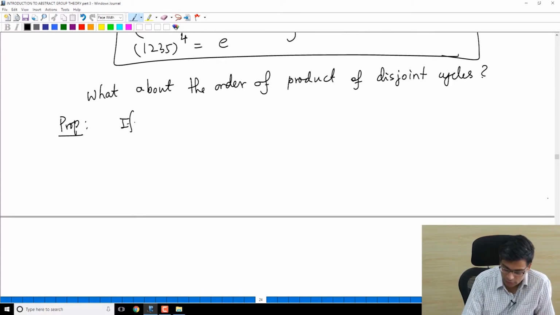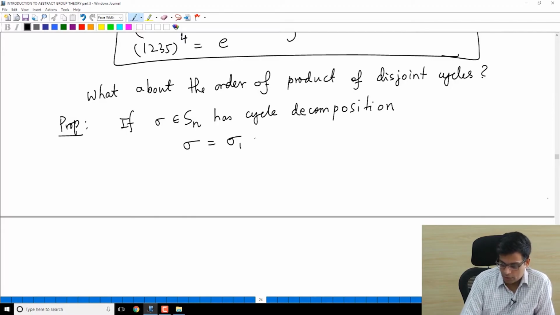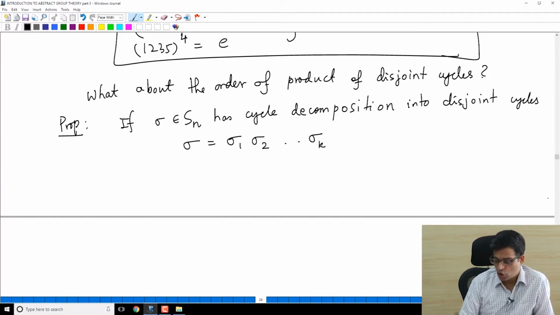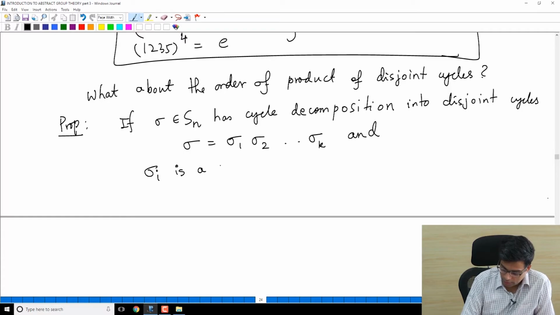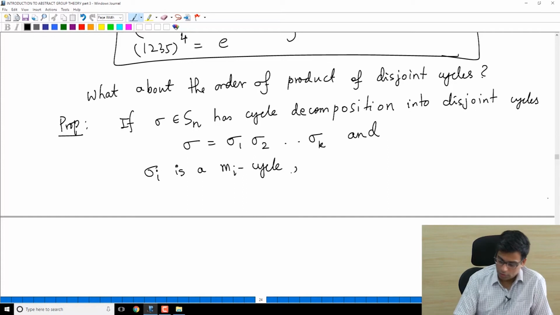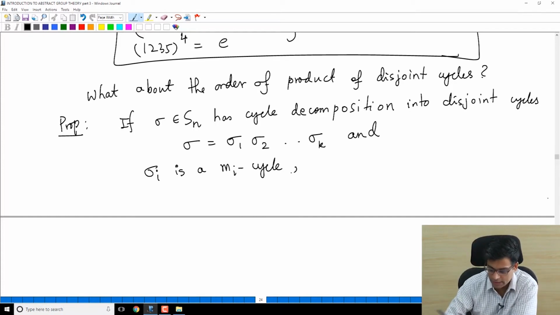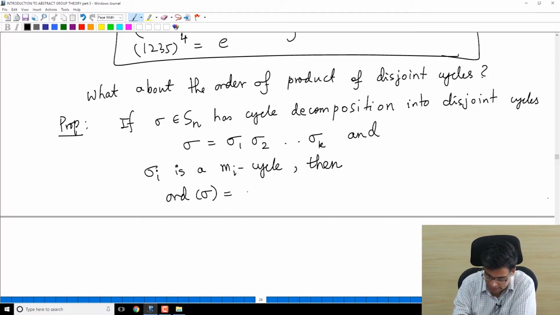It says that if sigma, an element of the symmetric group, has cycle decomposition, let's say sigma equals sigma 1, sigma 2 up to sigma k. And remember, cycle decomposition always assumes that the cycles are disjoint cycles, and let's say sigma i is an mi cycle. So in other words, sigma 1 is a cycle of length m1, sigma 2 is a cycle of length m2, sigma k is a cycle of length mk. Then the order of sigma is the LCM, least common multiple, of m1, m2, up to mk.